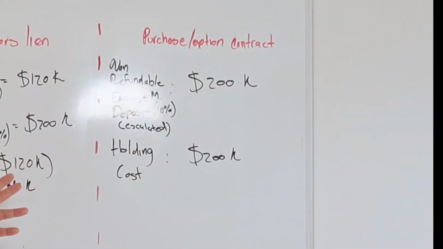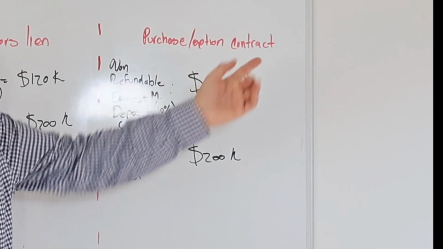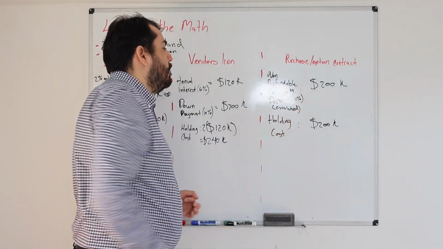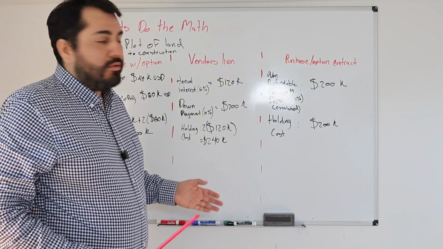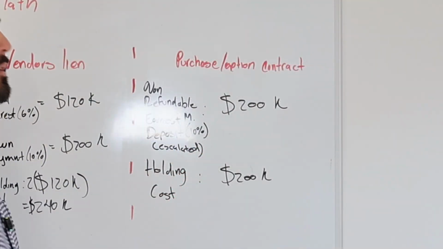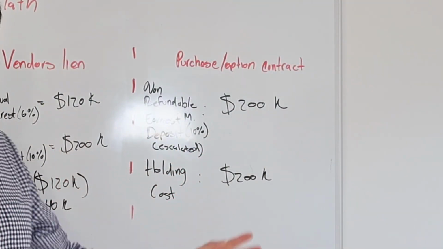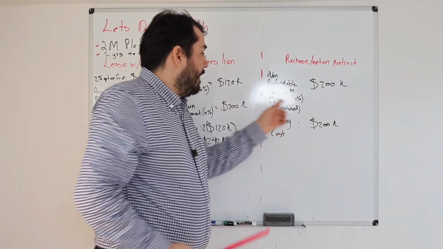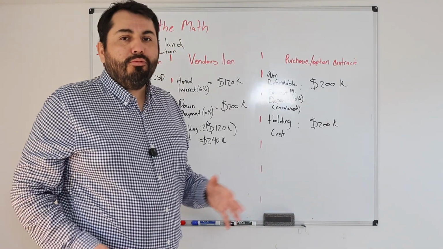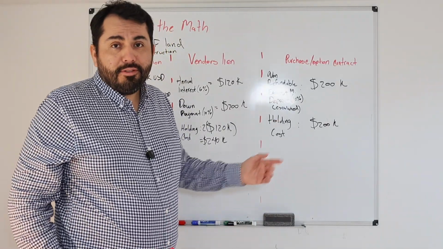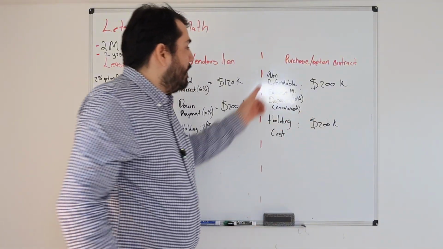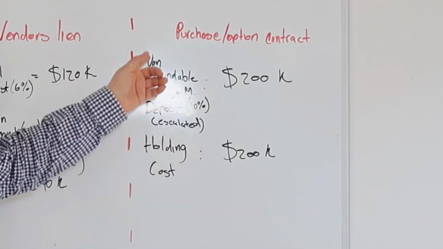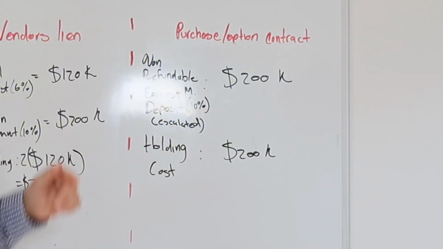The third and last option will be the purchase or option contract for this piece of land. In this one we need upfront an earnest money deposit. We can pay upfront the 10% earnest money deposit. Most of you will say that's a lot of money, 10%. But because it's non-refundable, we can do it the same way as an option.